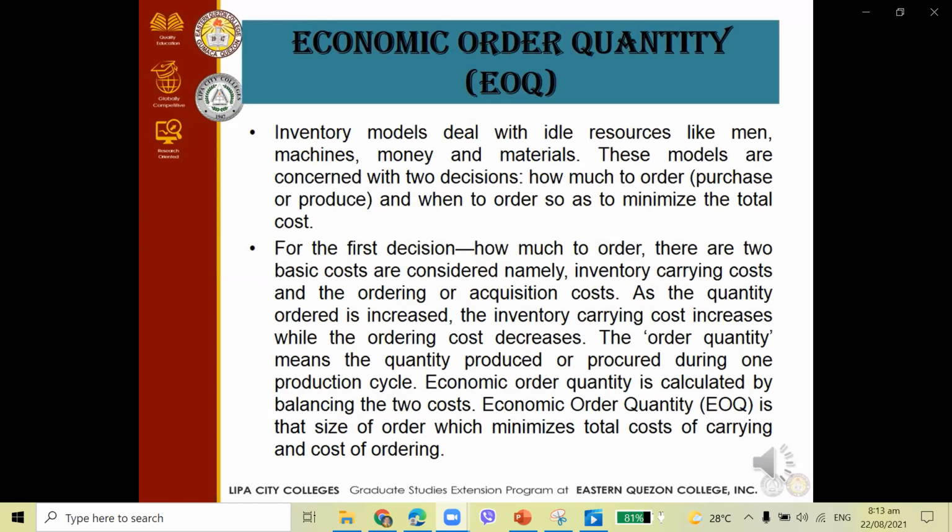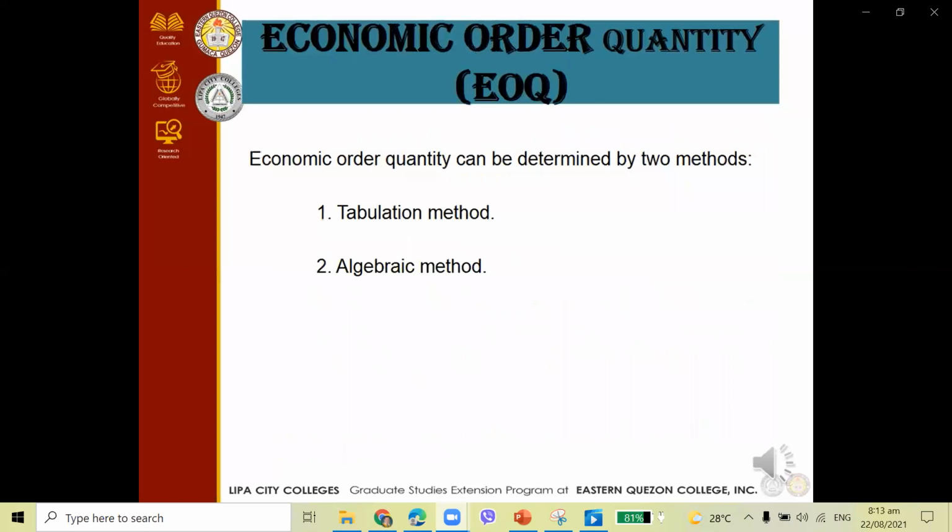Economic order quantity is calculated by balancing the two costs. Economic order quantity is that size of order which minimizes total cost of carrying and cost of ordering. There are two methods in determining our economic order quantity, or our EOQ, and these are the tabulation method or the trial and error, and the second one is the algebraic method or the analytical method.